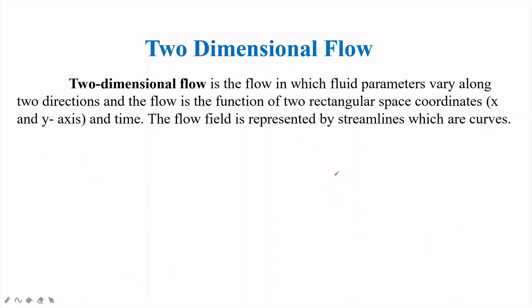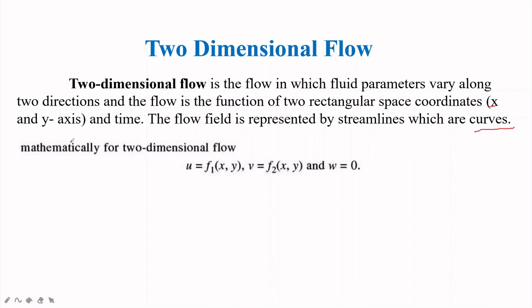Second one is two dimensional flow. This is the flow in which fluid parameters vary along two directions, and the flow is a function of two rectangular space coordinates, that is x and y axis, and time. The flow field is represented by streamlines which are curves. In one-dimensional flow, the streamlines are parallel, but here they are curves. The space coordinates here are x and y. You can take y and z or z and x, but whichever two dimensions you select, the axis you are not considering will have value 0.